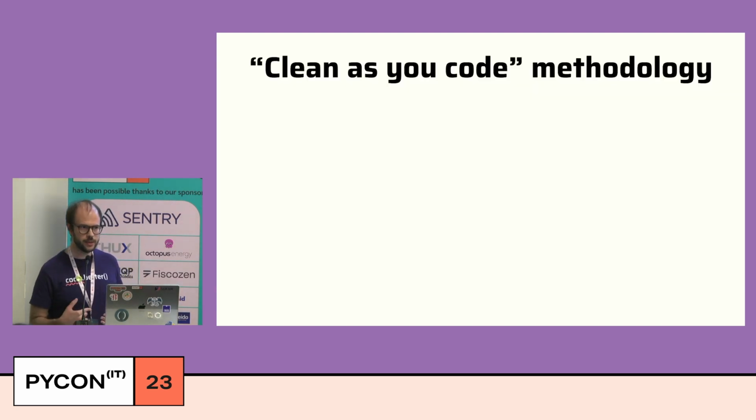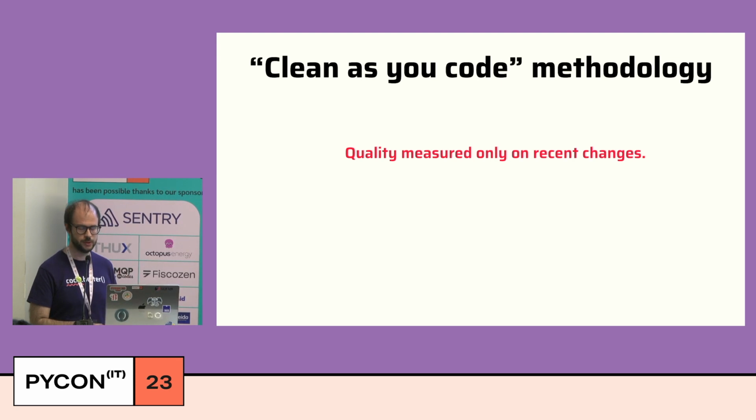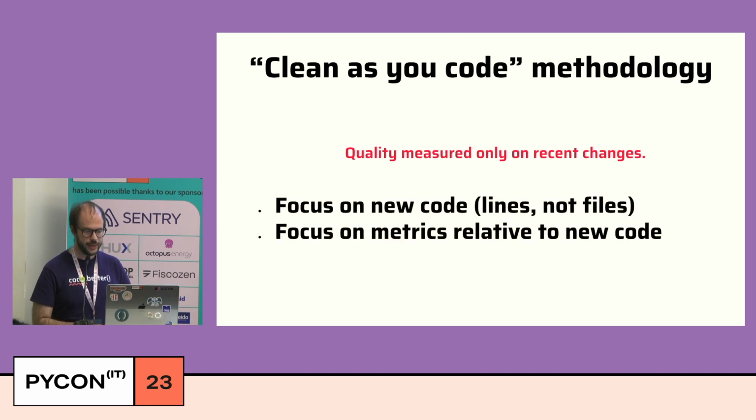But first, let me formalize what I'm trying to do here. Here I'm introducing what I call the clean as you code methodology. Clean as you code means that the quality of your code should be measured only on recent changes, so on new code. Again, we want to focus on new code, but only on the new lines of code that we just wrote, not on new files. And I remind you that this is not only about issues and messages, but we would also like to put the focus on the metrics. So I think that metrics should also be defined only on new code.